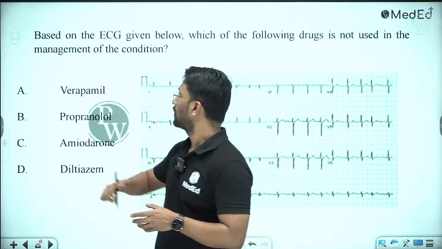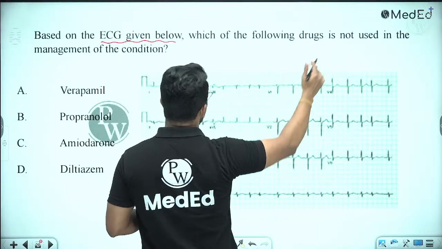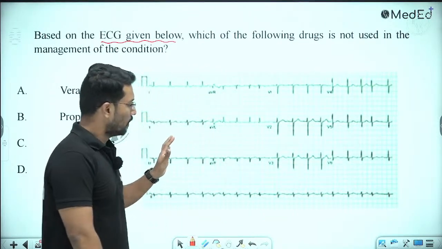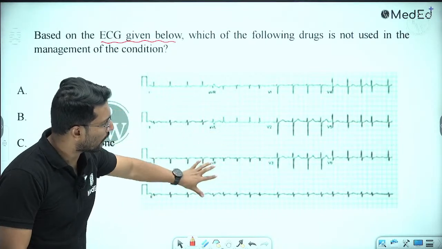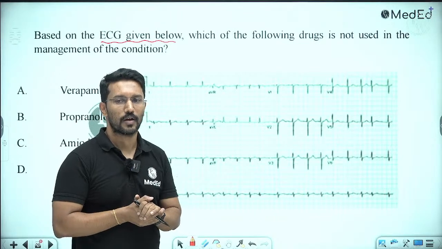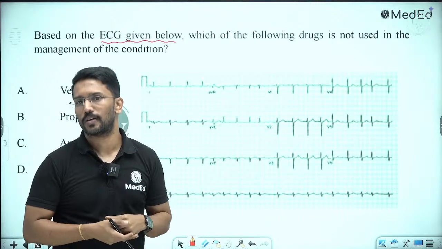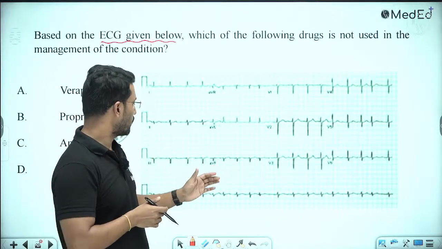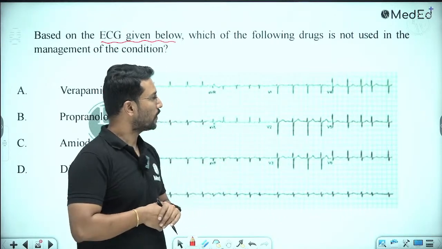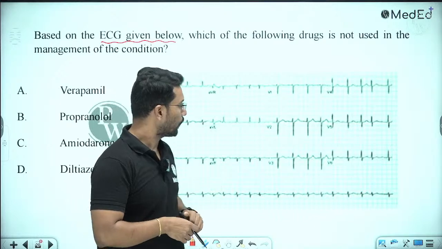Here is the question. Based on the ECG given below, which of the following drugs is not used in the management of the condition? Okay, what is the ECG here? When I take a quick look, it appears that it is a narrow complex tachycardia, right? Why is it narrow complex tachycardia? The QRS duration is barely 2 small squares, so certainly it's narrow complex. Why tachycardia? When you look at the number of large squares between two R, I know the RR interval is not constant, it is varying.